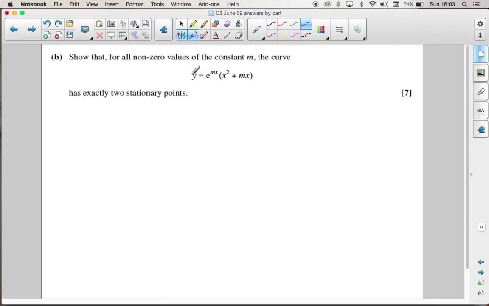For part B, we're going to do the same thing again. We're going to differentiate this. This time we need to use the product rule. We've got an e to the mx times by x squared plus mx.